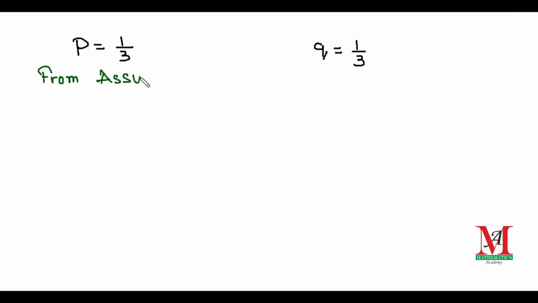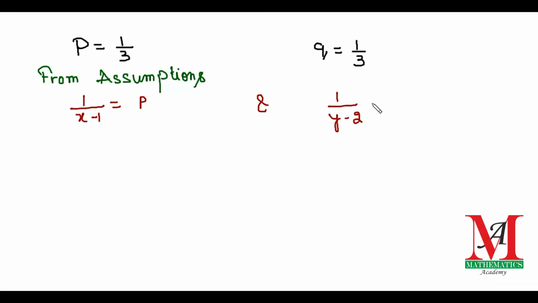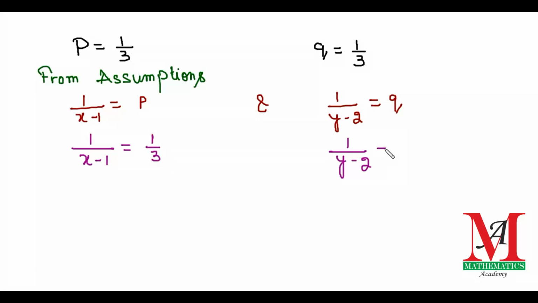So in order to find the values of x and y, we need our assumptions, and the assumptions are again on your screen, that is 1 upon x minus 1 as p and 1 upon y minus 2 as q. On putting the values of p and q, we get 1 upon x minus 1 as 1 upon 3 and 1 upon y minus 2 as 1 upon 3. On solving the first condition, again we have to take the reciprocal.